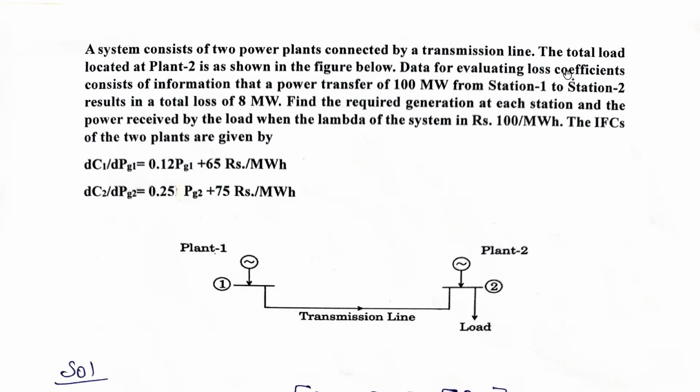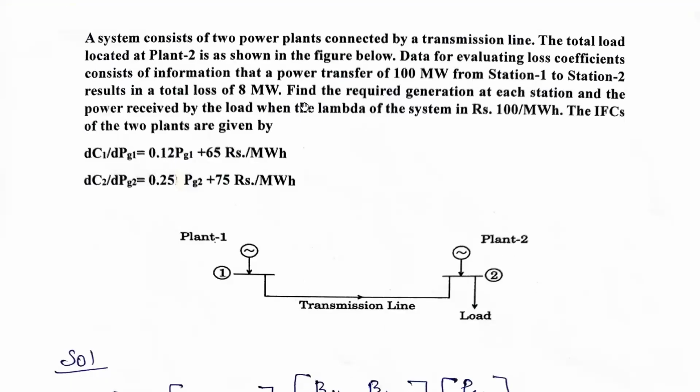The data for evaluating the loss coefficients consists of information that power transfer of 100 megawatt from station 1 to station 2 results in the total loss of 8 megawatt. Find the required generation at each station and the power received by the load. So power received by the load is demand. Required generation at each station is PG1 and PG2, when the lambda of the system is rupees 100 per megawatt hour.